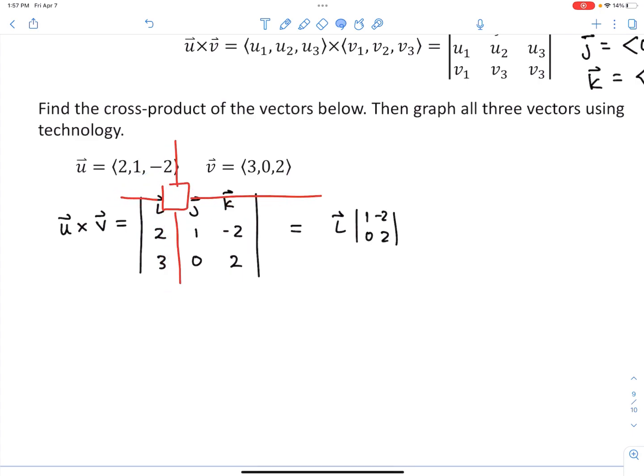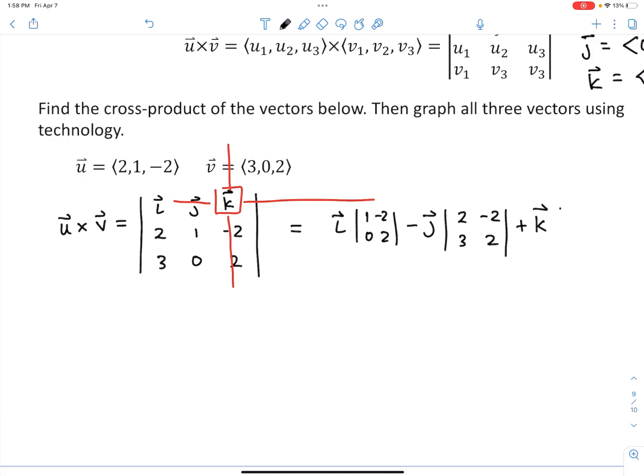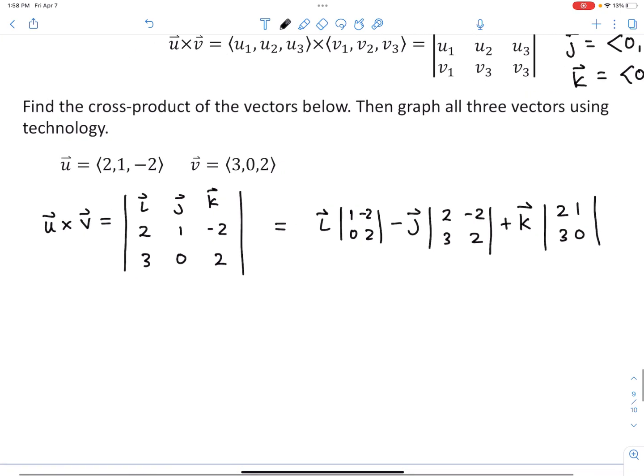The next thing we do is move our target practice to the j. And once it's there, the j is in a negative position. So when you do cofactor expansion, you should alternate signs. We go negative vector j times, and we put a 2 by 2 matrix here that is the 4 numbers not currently crossed out. So that's going to be 2, -2, 3, and 2. And then we do this one more time, move our target practice to the k. The k is back in a positive position. We alternate signs. So plus vector k times the 2 by 2 determinant that's not currently crossed out is 2, 1, 3, 0. So I'm hoping you've seen cofactor expansion before, but if you haven't, there's a little brief intro on it. You're just going to have to know this process for calculating a cross product.